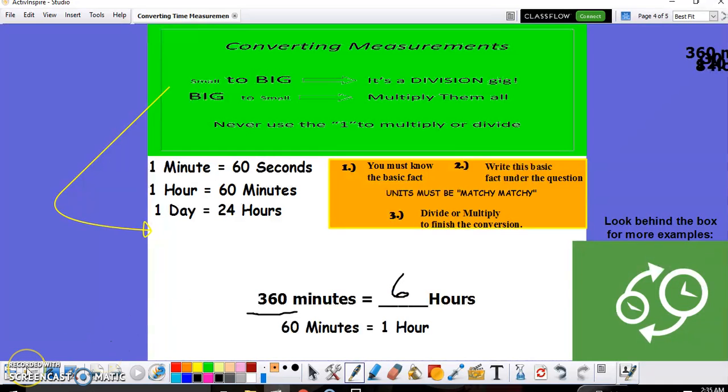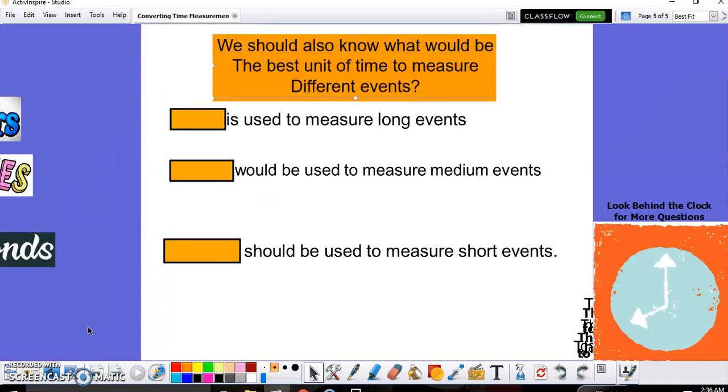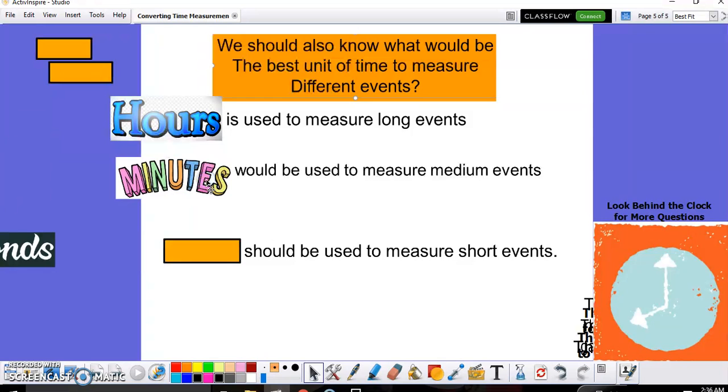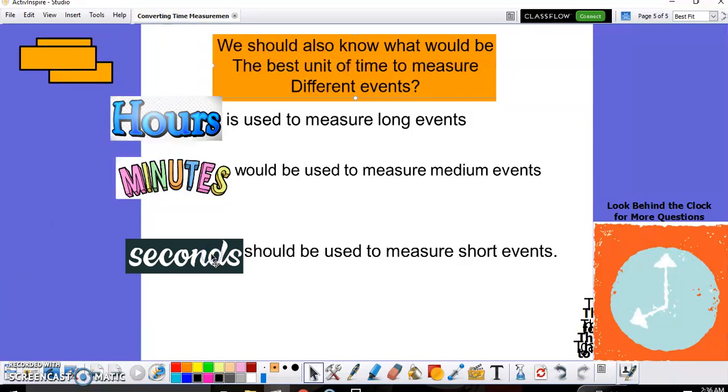Let's move on to our second question with 5 questions for you. Since we should also know how to estimate which would be the best unit of time measurement to use for different events, you need to know what our long events, medium events, and short events are. In other words, you would use hours to measure long events. Those are your longest events, real long amounts of times. You would use minutes to measure medium events, things that would take you some minutes to do. And then your shortest events would be measured in seconds. As long as you can remember long hours, medium minutes, and short seconds, you'll be able to answer the final 5 questions. Give it a try.